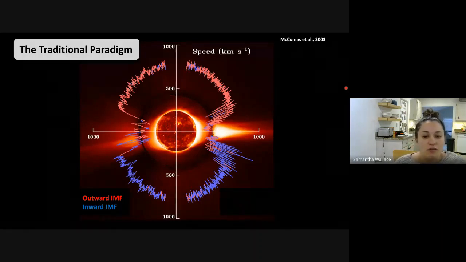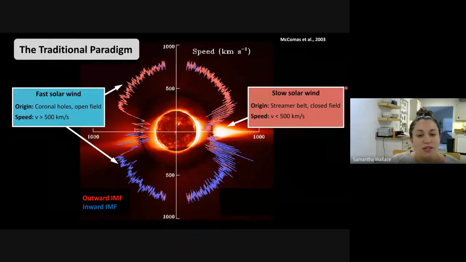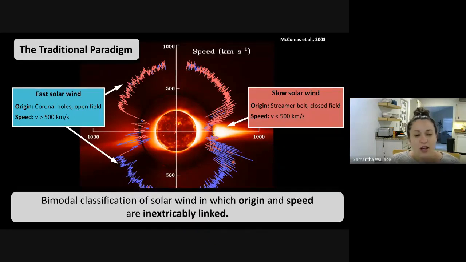A critical component of my work is identifying the source of the solar wind back at the sun. This plot is an example of one of the ways this is done in a very general sense. It shows that the fast wind emerges from continuously open field lines that form coronal holes, while the slow wind emerges from the streamer belt. This study and others have shaped how we think about the solar wind, in which origin and speed are inextricably linked, meaning they really can't be separated, or at least that's how we talk about it.